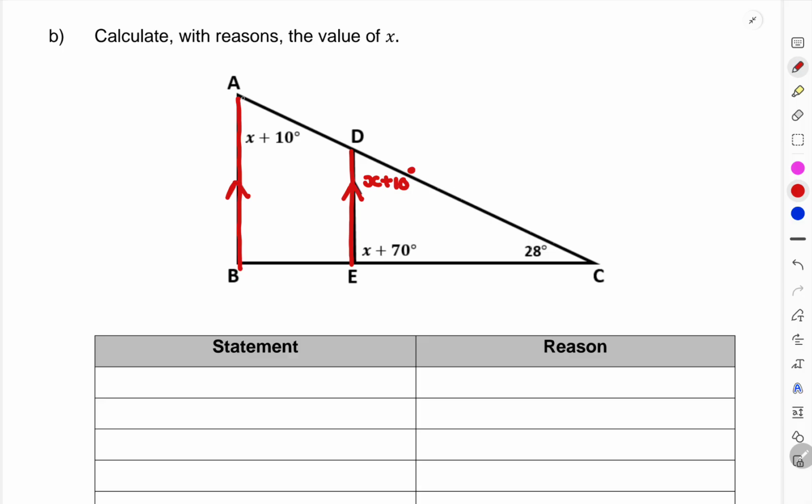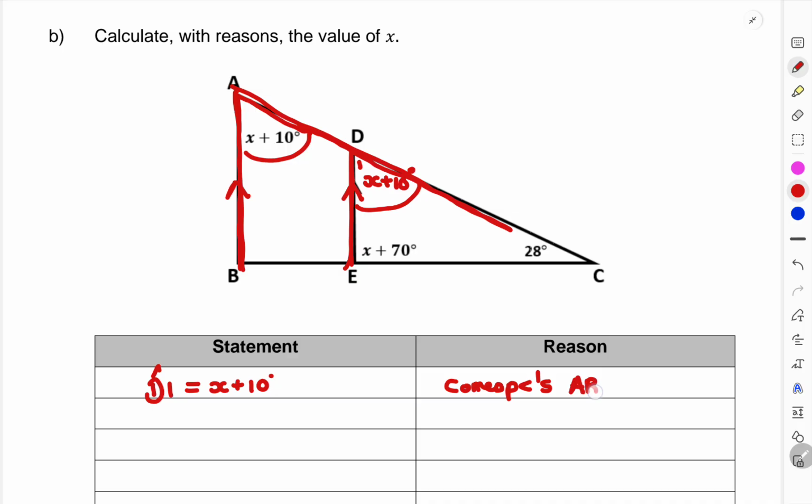Why? Because I'm walking down the corridor and I see a big F. So if I had to extend that, can you see the F lying down? Which means that x plus 10 is equal to, I'm going to call it D1. So I'm going to add an angle size. Angle D1 is equal to x plus 10. Why? Because of corresponding angles.